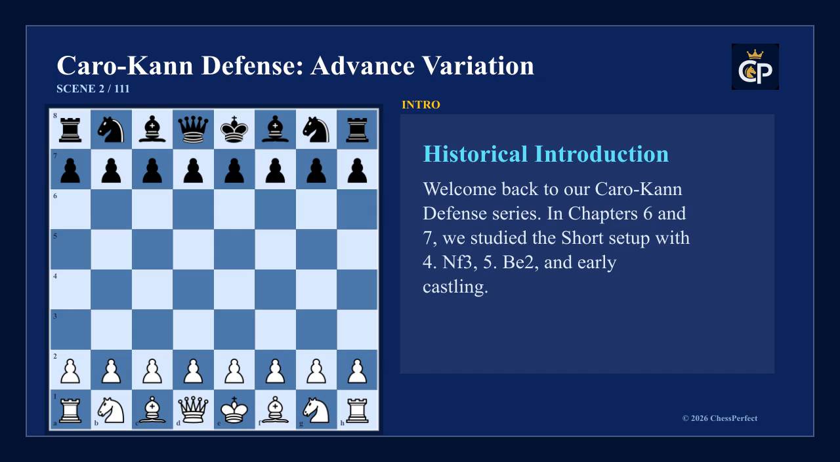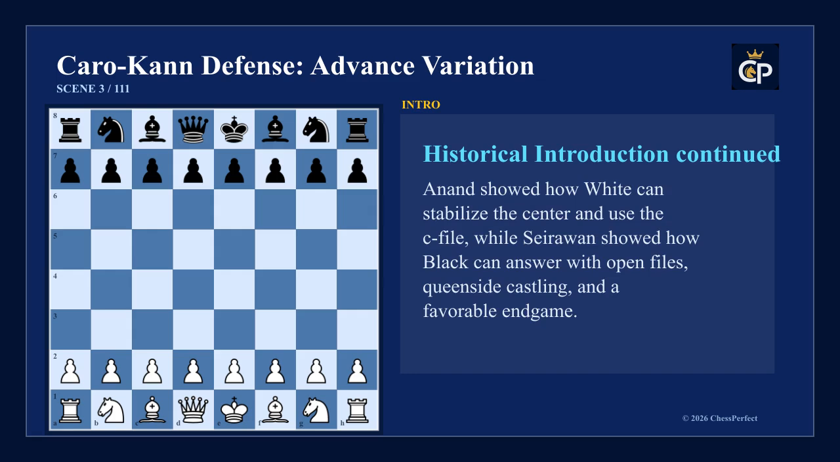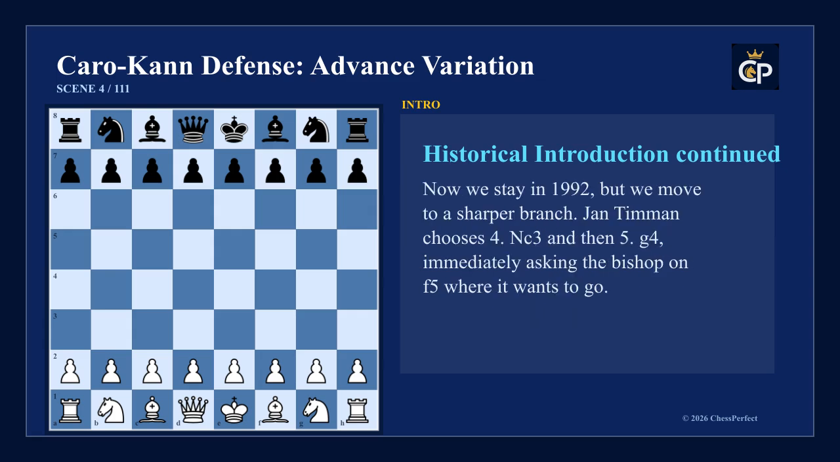In chapters 6 and 7, we studied the short setup with knight f3, bishop e2, and early castling. Anand showed how white can stabilize the center and use the c-file, while Viswanathan showed how black can answer with open files, queenside castling, and a favorable endgame. Now we stay in 1992, but we move to a sharper branch. Timman chooses knight c3 and then g4, immediately asking the bishop on f5 where it wants to go.